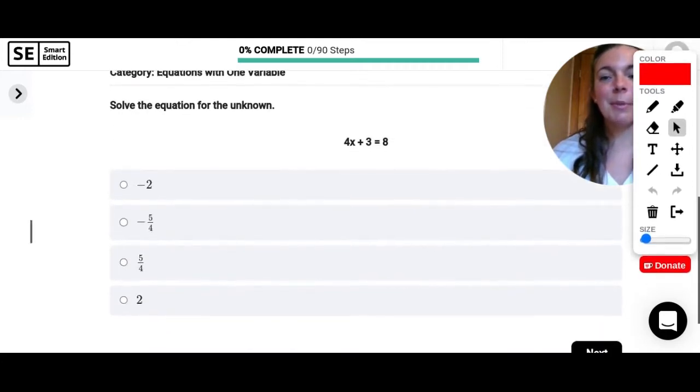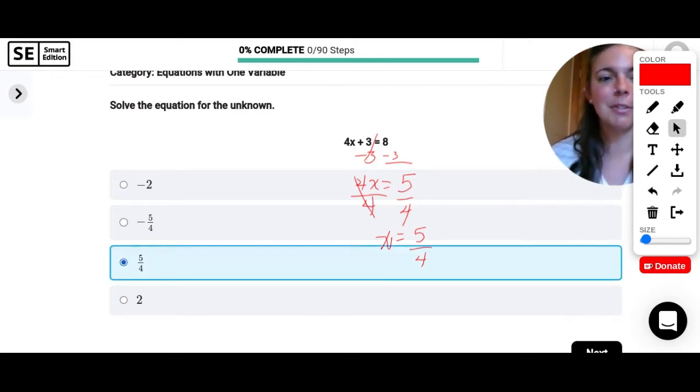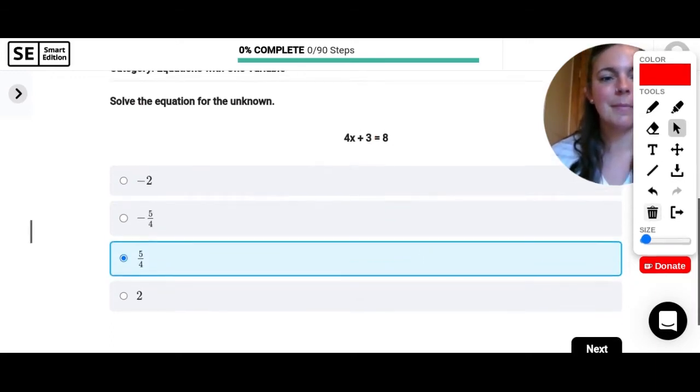Okay, so equations with one variable. Solve the equation for the unknown. We want to try to get x by itself, so I'm going to subtract 3 from both sides. 4x equals 8 minus 3 is 5, and divide by 4. So x equals 5/4. Sometimes we'll have to turn this into a mixed number, but it looks like my answer is right here, so I don't have to do anything else.